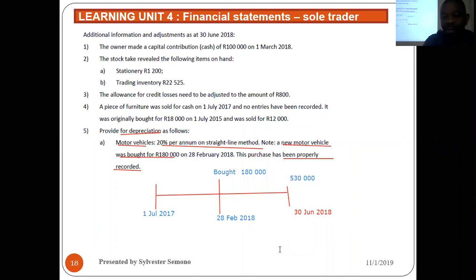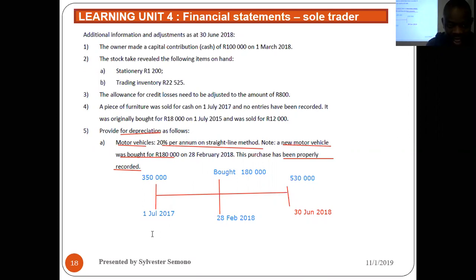So at the beginning, the motor vehicle was not 530, because they told us that this 180 has been recorded already, remember? So I must check how much it was at the beginning. I'm going to say 530 minus 180, which is 350,000. We need to do this because it will affect us. When we do calculations, I'm not going to calculate on 530. I'm going to calculate on 350 and 180 separately. Are we together?